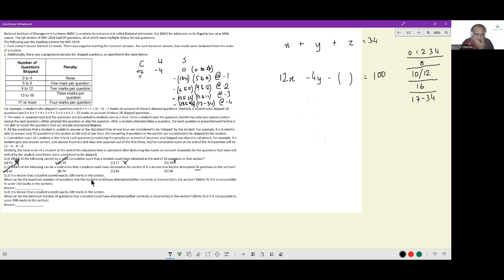Okay. Now, this question asks me, what can be the maximum number of questions that the student could have attempted? If we're looking for maximum number of attempted questions, we're also looking for minimum number of skipped questions. Minimum skipped would refer to this region.